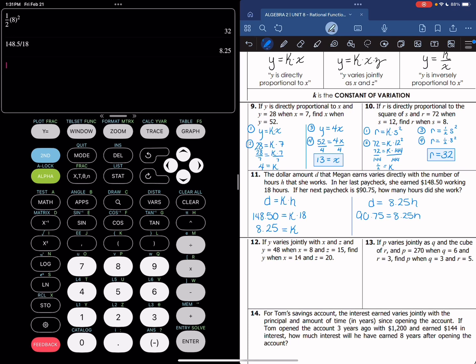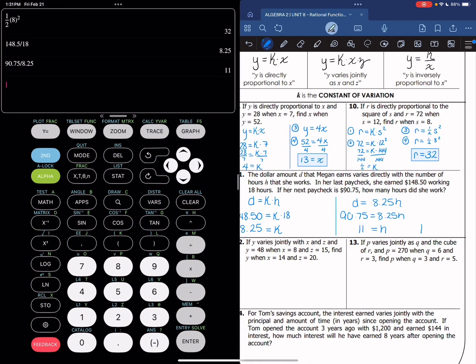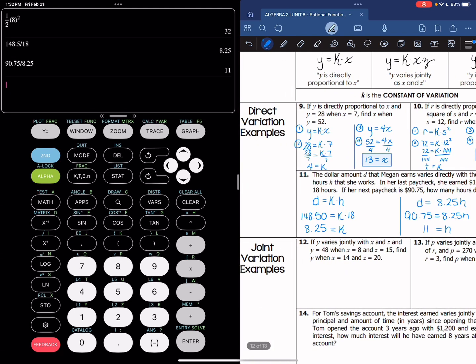Again, how will I do that? By taking 90.75 and dividing it by 8.25. And that means that she worked 11 hours. So to answer in the context of the problem, that's 11 hours. That is direct variation.